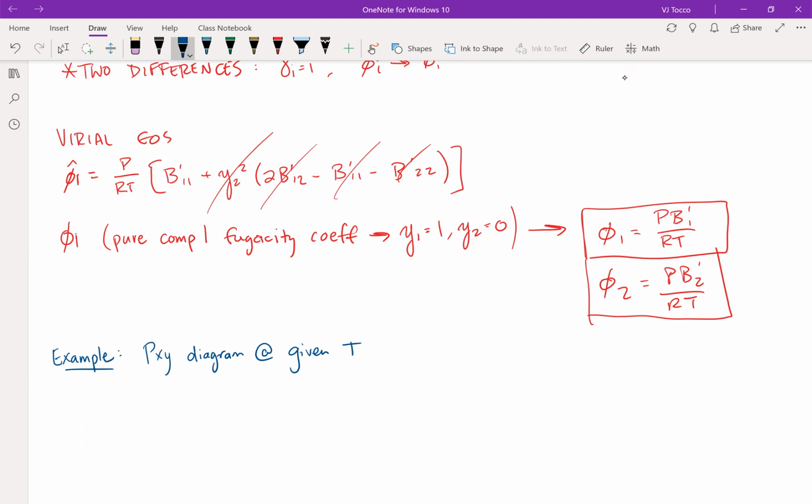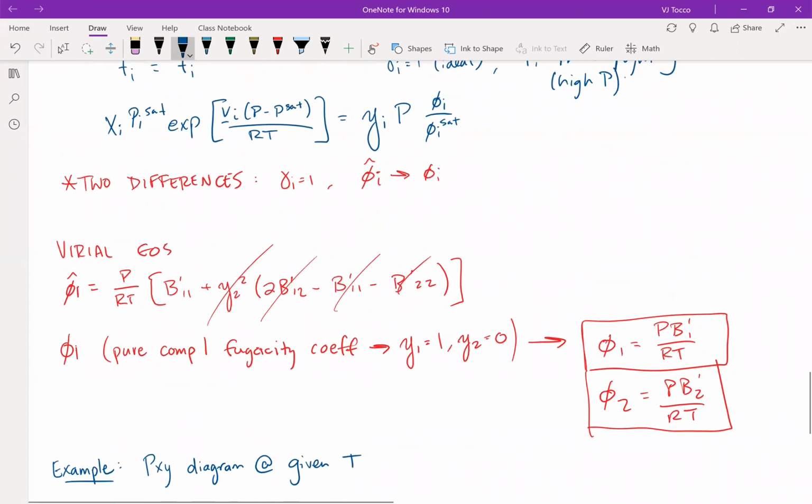So T is going to be given, and then X or Y will be set, and the unknown variables will be P and whichever one of X or Y we did not set. So to calculate the bubble point, once again, just like in Raoult's law, we are using the constraint that y1 plus y2 equals 1, and we are solving for y1 or seeing if it'll drop out.